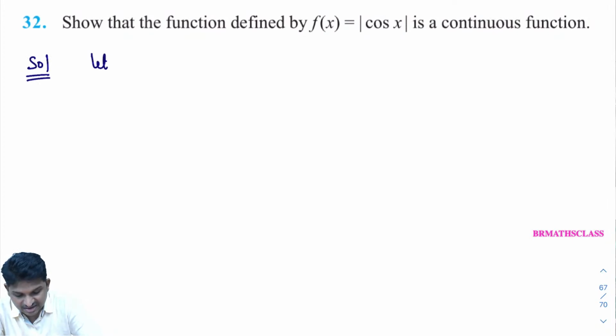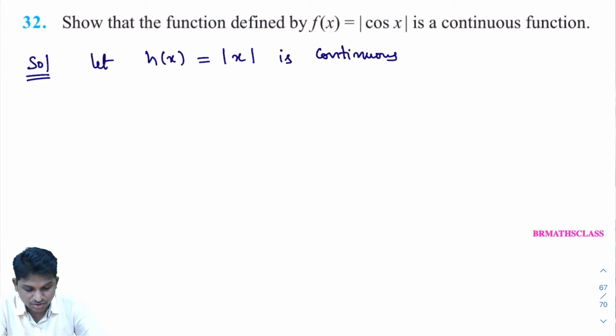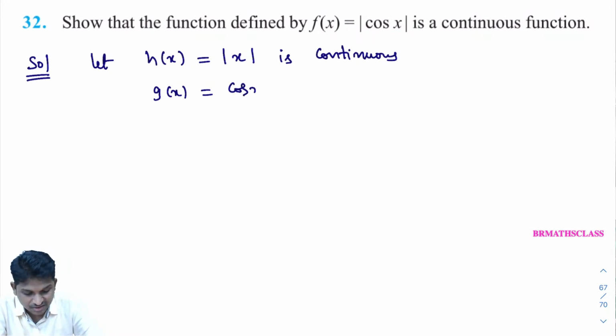First, let h of x be mod x. Modulus function is there now. You know, from the graph of the modulus function that we discussed in the earlier problem, the modulus function is continuous. Yes, if we observe the graph of the modulus function, it is continuous. And what about g of x? Here, one is mod x, another one is cos x. What do you know about cos x? We know that all trigonometric functions are continuous. So obviously cos x is also a continuous function.